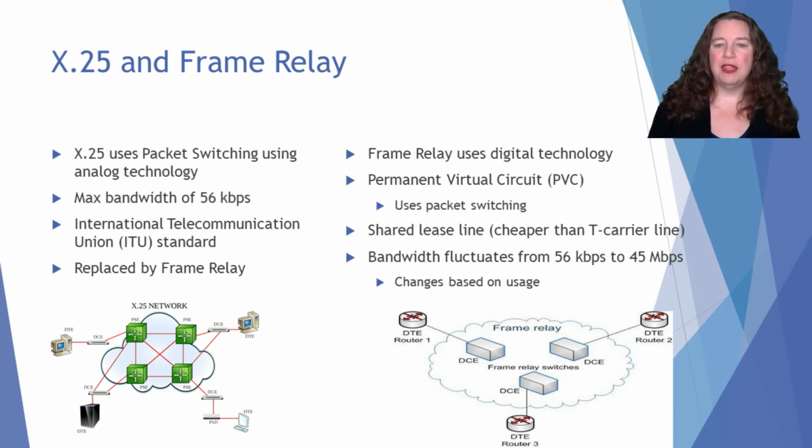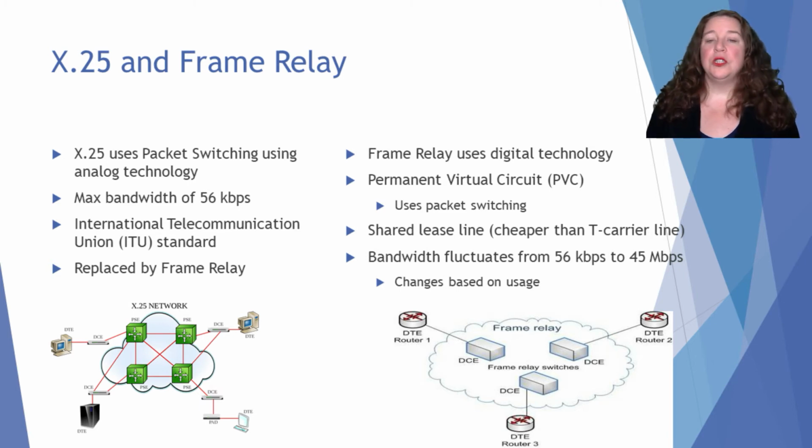So it sets up this cloud situation where we can send things into the frame relay and send them around through the cloud to get to wherever they need to go. For frame relay, we actually use a shared leased line. So it's cheaper than your T-carrier lines, your T1 line. So a frame relay is going to be cheaper because we can share the resources and therefore share the costs.